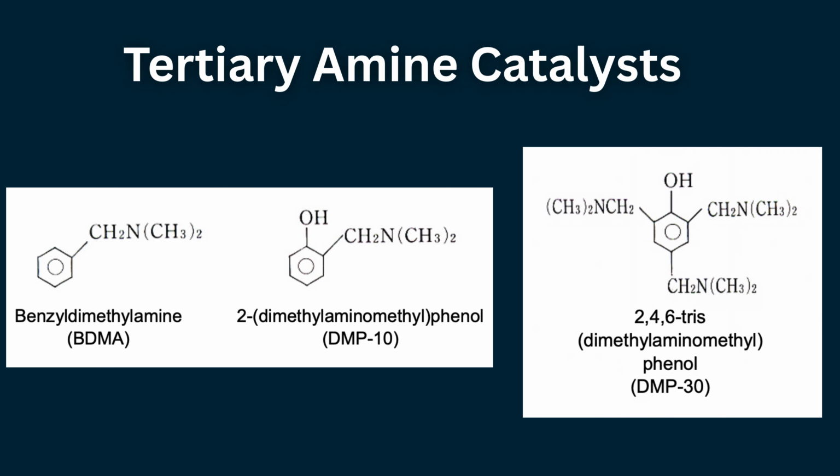Tertiary amine catalysts. Tertiary amines are among the most widely used catalysts for epoxy polymerization. Common examples include DMP-10, tris-dimethylaminomethyl-phenol, DMP-30, o-dimethylaminomethyl-phenol, and benzyl dimethylamine, BDMA. These compounds can initiate epoxy curing at room temperature, especially when hydroxyl groups are present to enhance catalytic activity. Tertiary amine salts provide latent curing behavior because the amine functionality is temporarily blocked until heating causes dissociation.